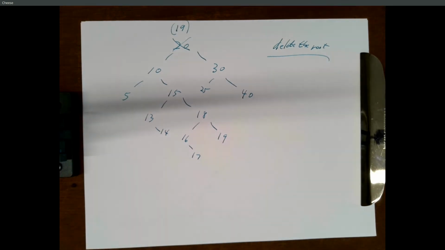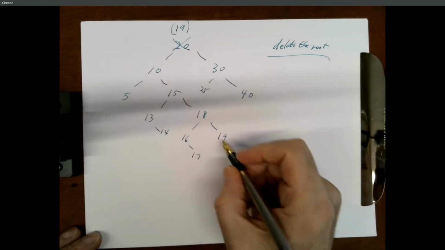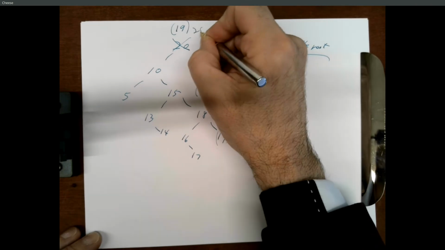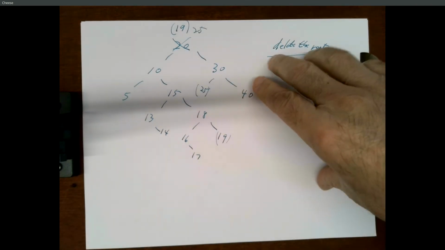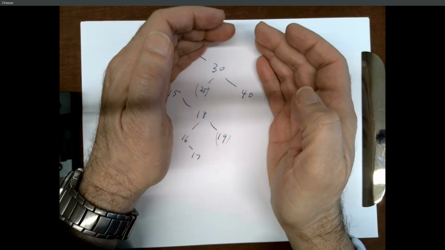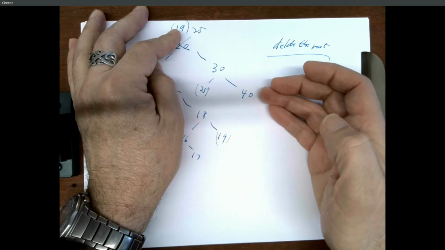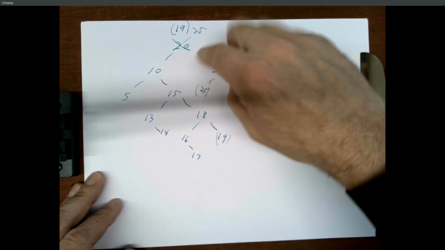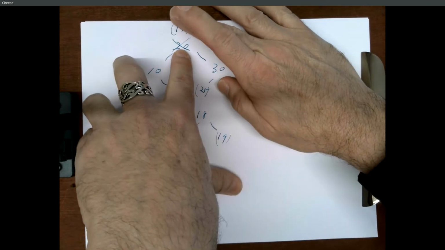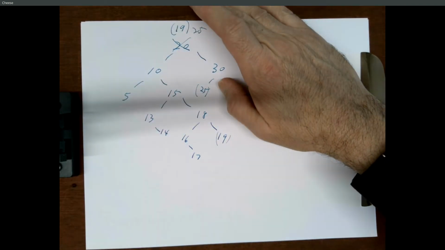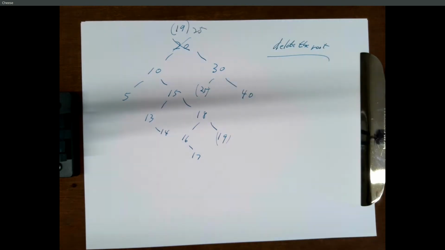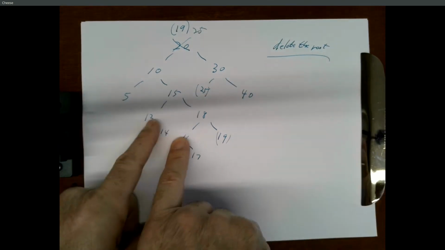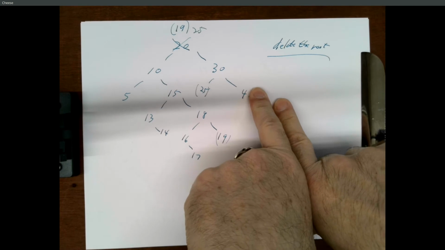There's a second possibility. 25. Same reasoning. I could take my 25 from here. And since 25 is the smallest thing in this subtree, if I put it up here, everything on the right is going to be bigger than that root 25. And since it came from the right, it's bigger than the root. So everything here, which is smaller than 20, will definitely be smaller than 25. So we got two options. We can take the largest thing from the left subtree or the smallest thing from the right subtree.